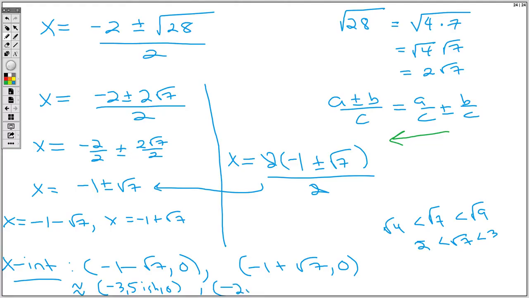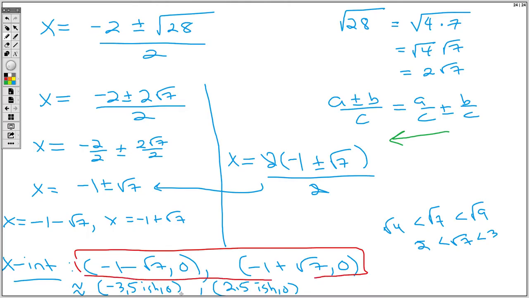Excuse me. Not negative 2.5, but positive 1.5-ish. All right. So these would be the x-intercepts. And then this is us just trying to figure out about where they're going to be. Notice it's -1 plus root 7, -1 minus root 7. We have that symmetry about our vertex, which is at -1 for that.